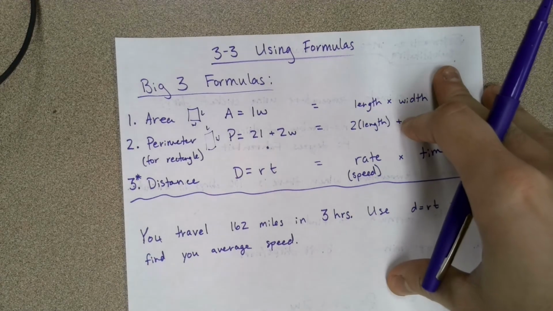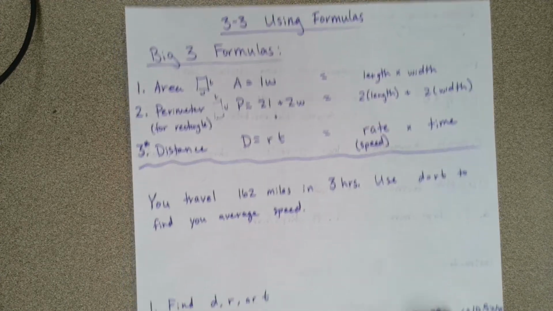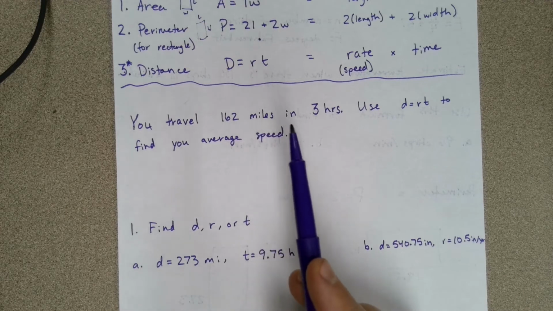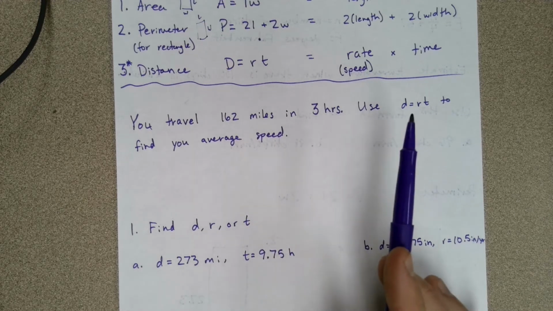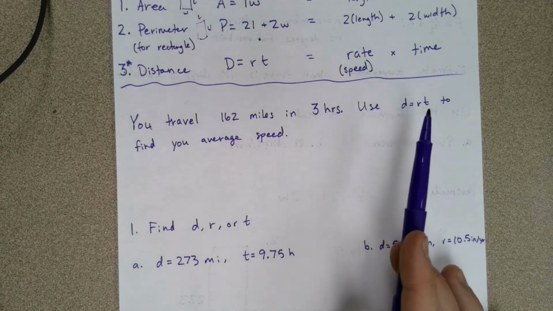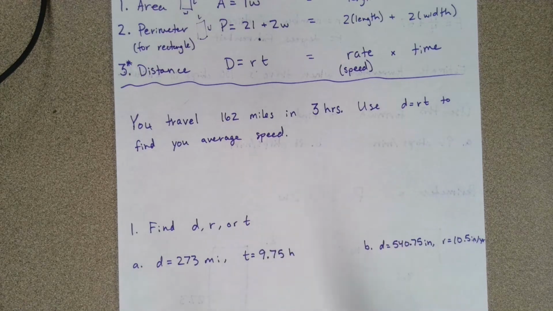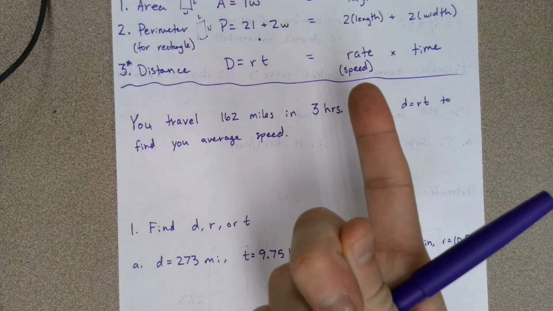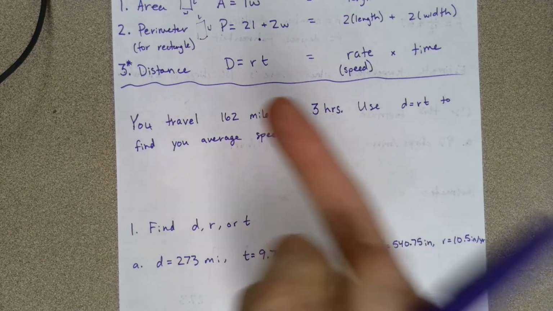We're going to be using the distance formula right away here, and we'll jump right into it. So they tell us you travel 162 miles in 3 hours. Use the distance formula, d equals r times t, to find your average speed. So they tell us you travel 162 miles. Is 162 miles going to be our distance, our rate, or our time? Well, we know they're asking us to find our average speed, so we know it can't be the speed. We know 3 hours is our time, so it has to be our distance.